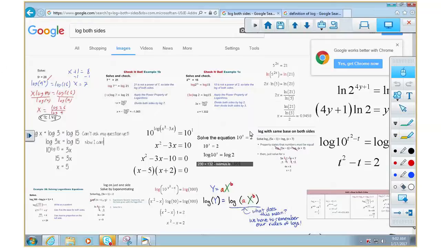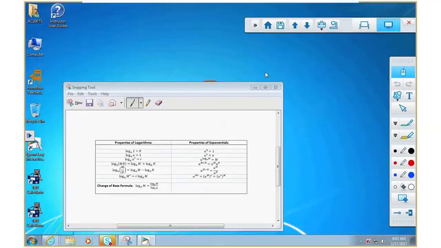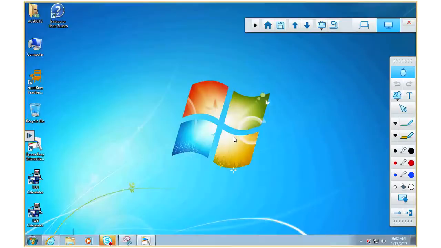I'm going to do log both sides problems. Alright, 2 to the 4y plus 1 is equal to 3y. 2 to the 4y plus 1 is equal to 3y. 2 to the 4y plus 1 equal to 2y.